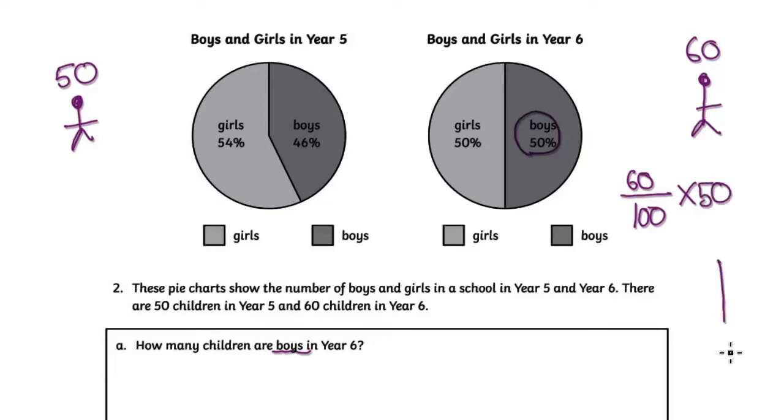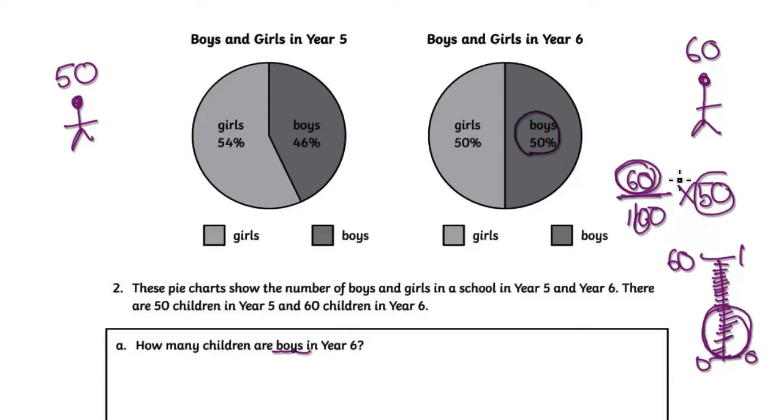So what that means is the diagram looks like this. This one here represents your whole population. Your whole population is 60. You cut it up into 100 equal pieces, and the number of boys would be 50 pieces, which is halfway. This method will always give you the answer.